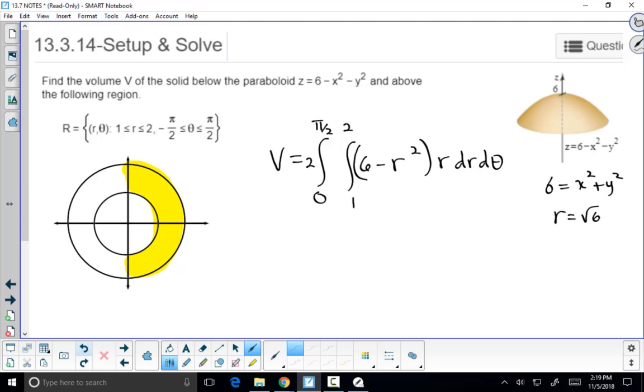Okay. Now we just integrate that. Do we need to do that integral? Why not? No, let's not, because it takes time.